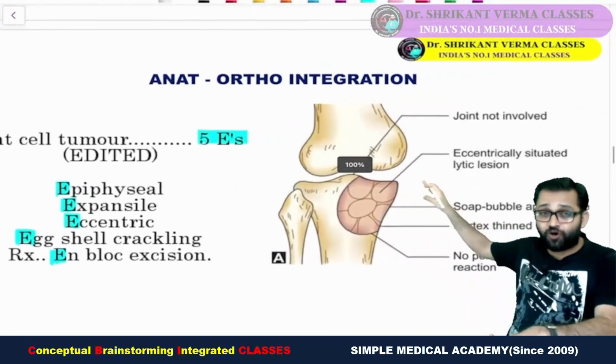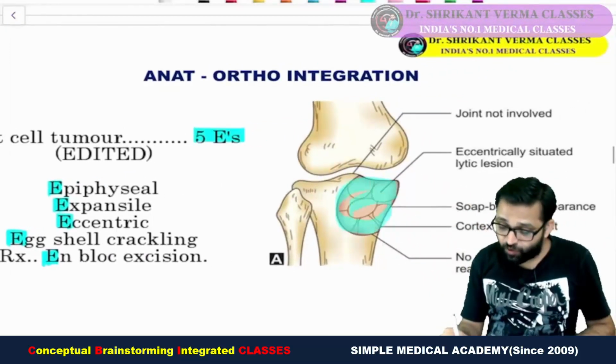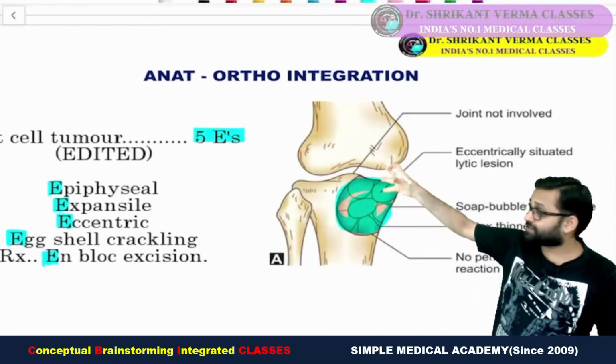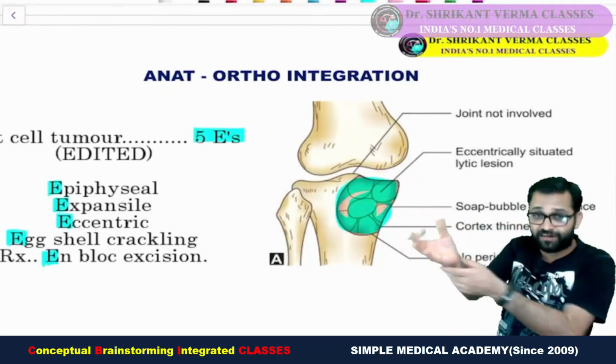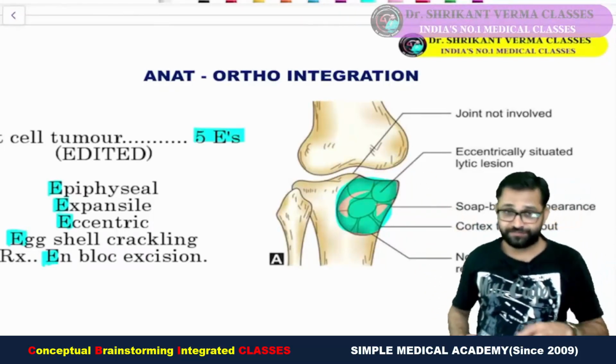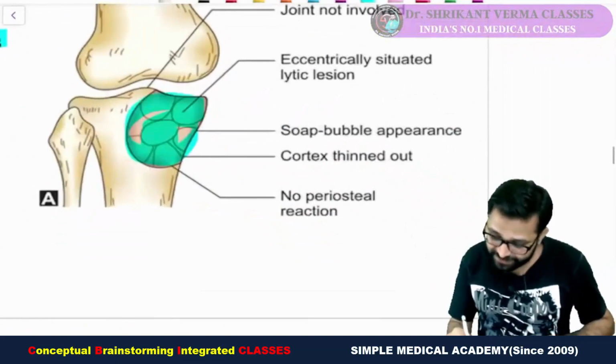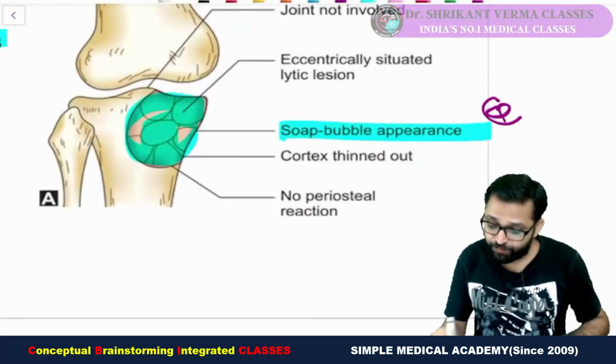So remember, anatomy-ortho integration, here is the involvement. It also occurs at the distal end of the radius and ulna. It also occurs around the knee joint. Okay. Yes, this is soap bubble appearance, a very important fact.